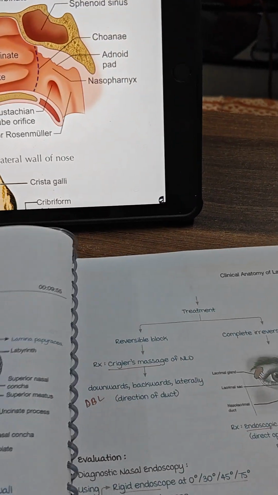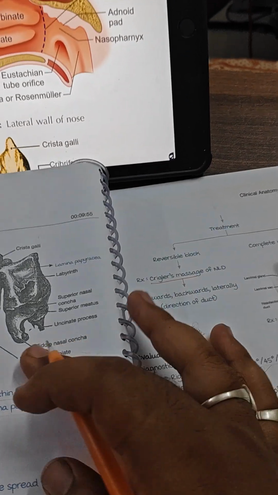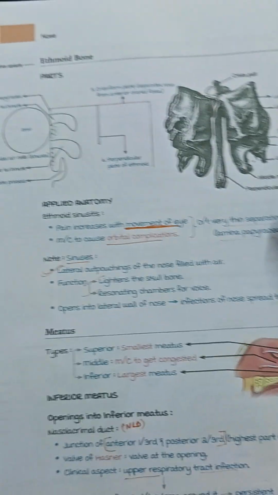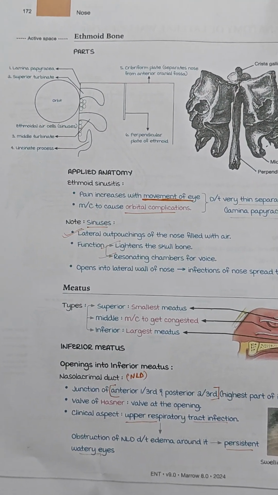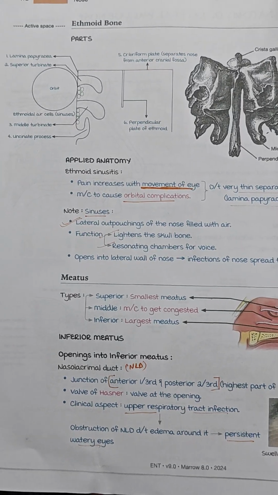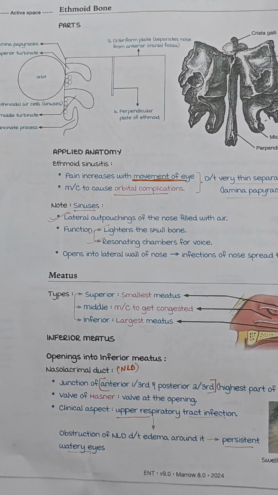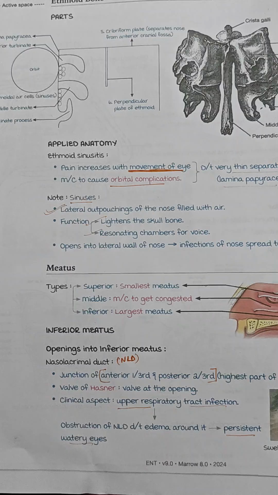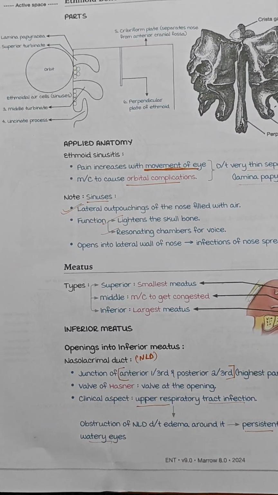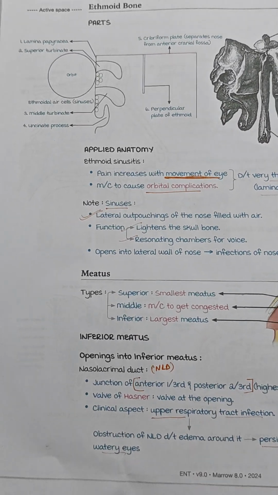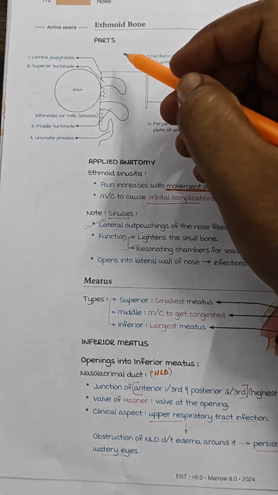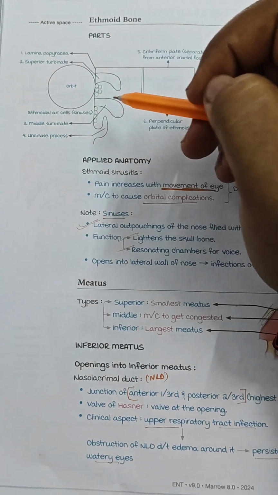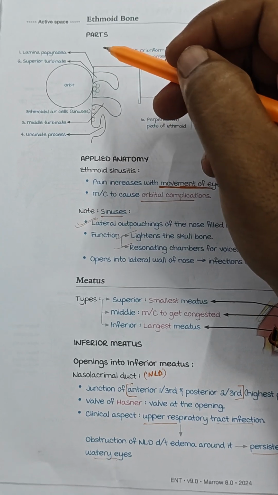Now we start with the ethmoid bone. In this diagram we can see the parts of the ethmoid bone, that is the lamina papyracea, which is situated in the upper part laterally. It is a thin papery bone separating the nasal cavity from the orbit, and it also forms the medial wall of the orbit.